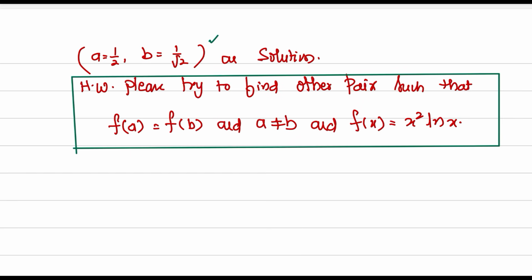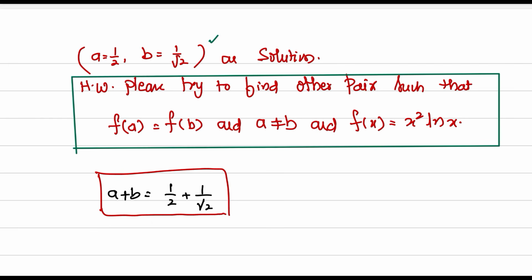Hence, from this, what is a plus b? A plus b is equal to, for one solution, 1 by 2 plus 1 by square root of 2. Please try to find the other solutions. That is your homework. This is a very good example that came to my mind. I thought I will introduce you to a little bit of algebra and some preliminary calculus.